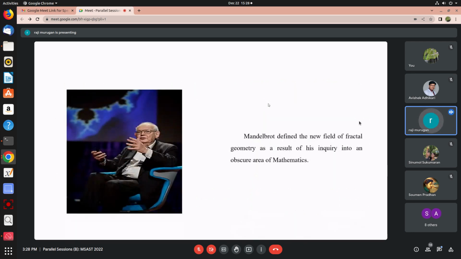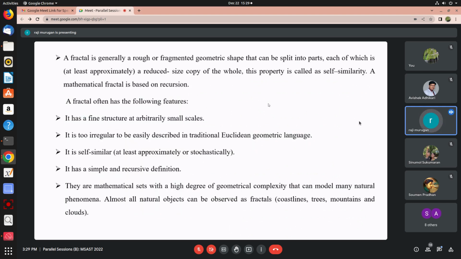Mandelbrot defined the new field of fractal geometry as a result of his inquiry into an obscure area of mathematics. A fractal is generally a rough or fragmented geometric shape that can be split into parts, each of which is a reduced size copy of the whole. This property is called self-similarity.